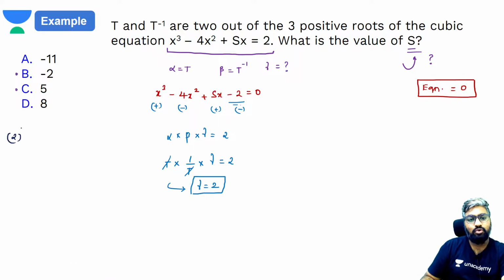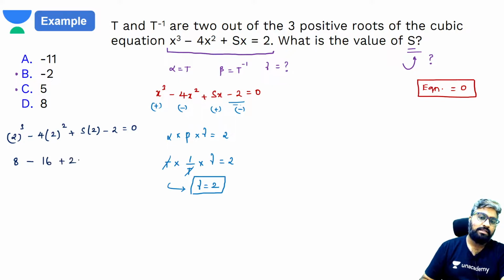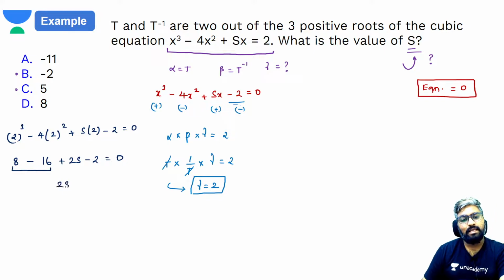X cube, that is 2 cube minus 4 times 2 square plus s times 2 minus 2 should be equal to 0. Agreed? What do you get here? 8 minus 16 plus 2s minus 2 equal to 0. Yeah, what do you get here? Minus 8 minus 2 is minus 10. So 2s minus 10 is 0. 2s is equal to 10. S is equal to 5.